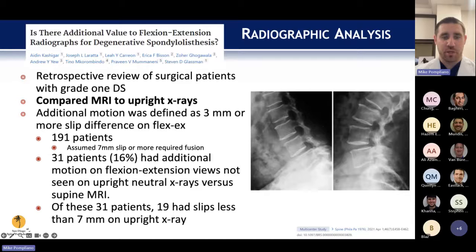Of those 31%, 19 had slips less than 7 millimeters on upright X-ray. So if you assume that their assumption is correct with the 7 millimeter slip requiring fusion, basically 19 of the 191 patients, or around 10%, had utility from the flexion and extension views.